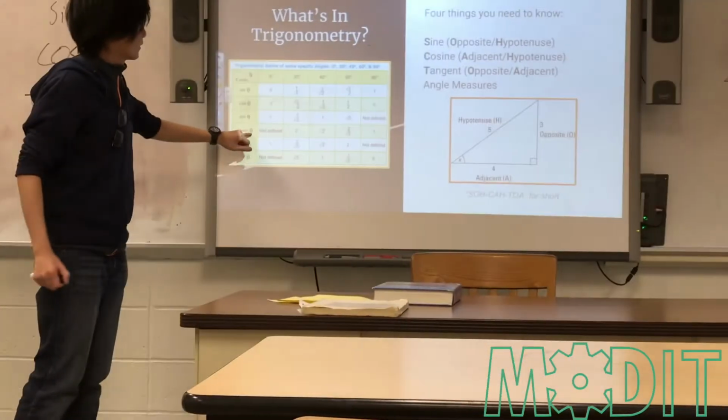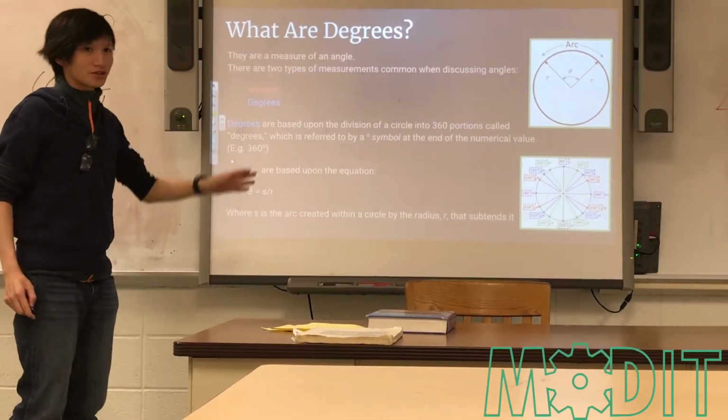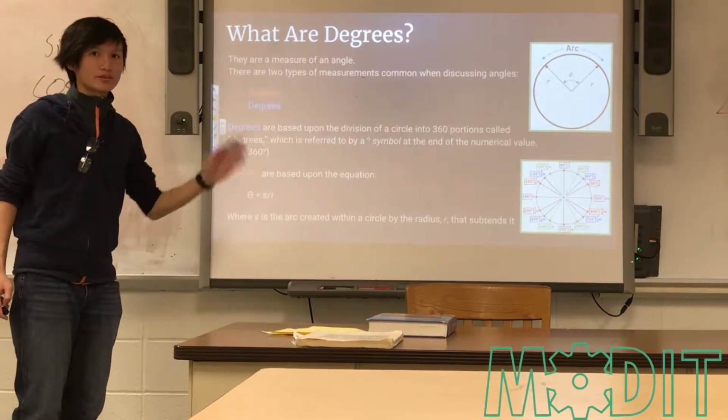Just to remind people, the hypotenuse is typically across from the 90 degree angle. All right. Cool. So you might be wondering to yourself again, what are degrees? Well, degrees are just a measurement of an angle.